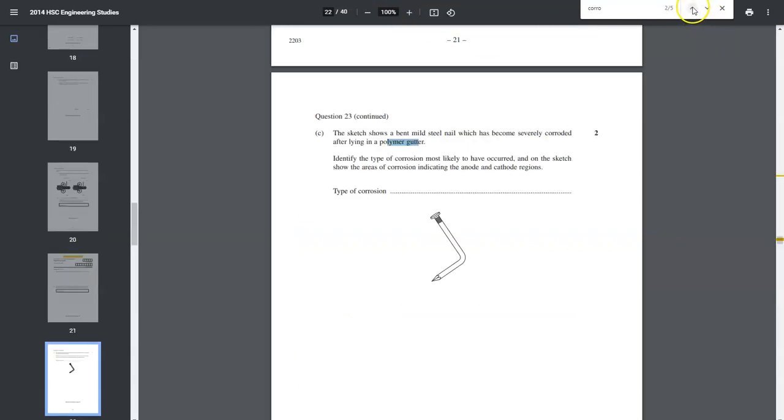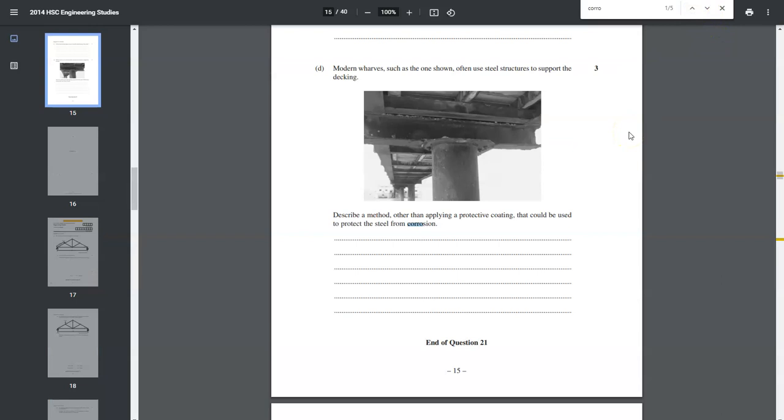Okay. All good. Okay, describe a method other than applying a protective coating that could be used to protect steel from corrosion. So we can see it's a wharf, so it's obviously in a heavily corrosive environment. Now, often when you're building stuff in wharves, you will use stainless steel reinforcement, and you'll use stainless steel as much as possible because it resists corrosion through that protective oxide layer. Because they're saying other than applying a protective coating, what are the other ways that we can protect it?